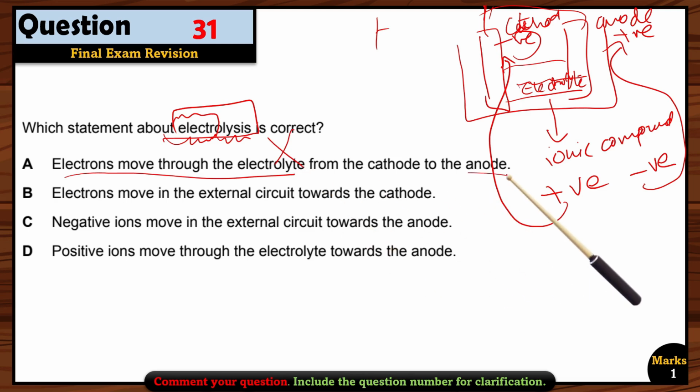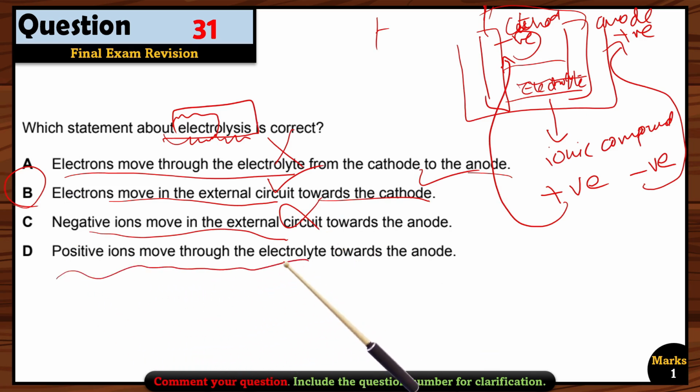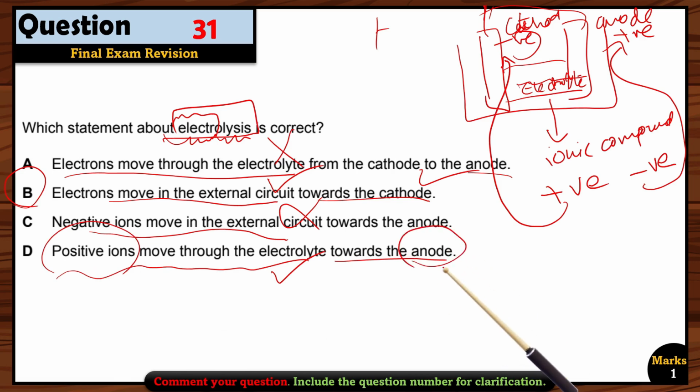No need to read this one. Electrons move in the external circuit, towards the cathode. Yes, that's right, so option B is the right option. Let's see C and D now. Negative ions move in the external circuit: again wrong, ions always move in the electrolyte. Positive ions move through the electrolyte: yes, that's right. But the option towards the anode is wrong, because positive ions will always move towards the negative electrode, that is the cathode, and the anode is positive. So that's why option D is wrong. We are only left with option B, that is correct.